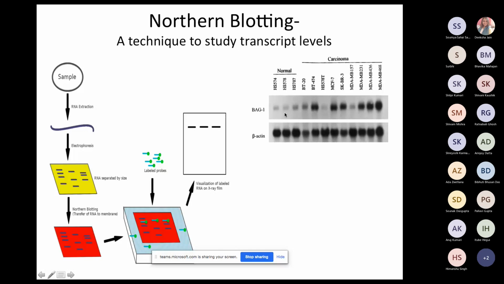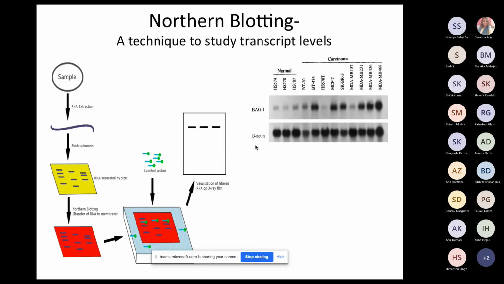But anybody can argue that it could be that, Ritu, probably you did not load enough RNA here. Maybe you loaded very little RNA here and you loaded more RNA here. So how do I convince those people that no, I did not do that? For that, I have to also do probing with a normalization control. So what are normalization controls? Let's say in this case, the probing done for a housekeeping gene.